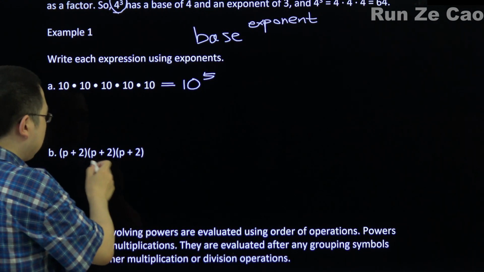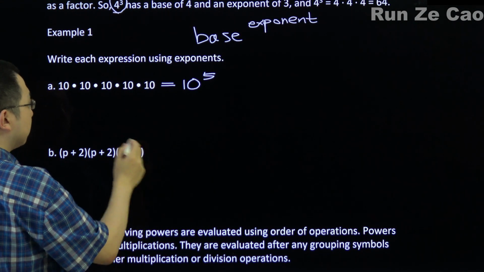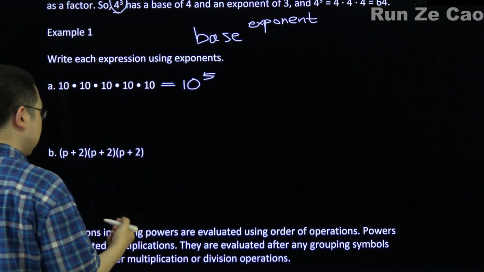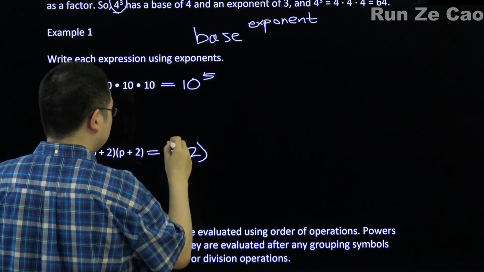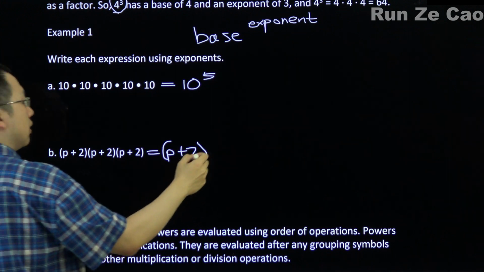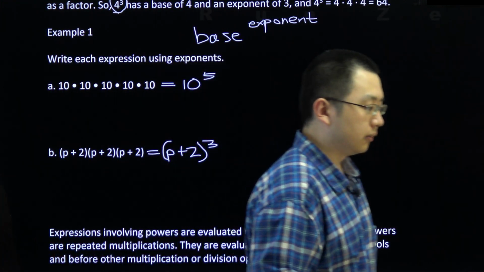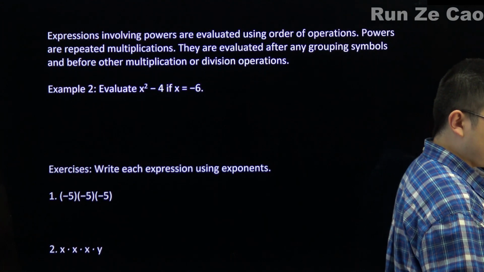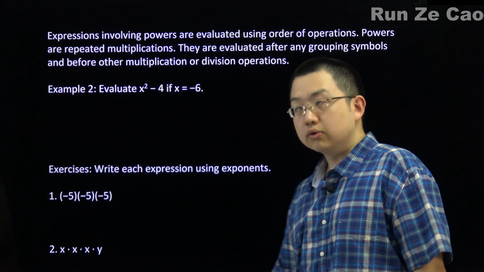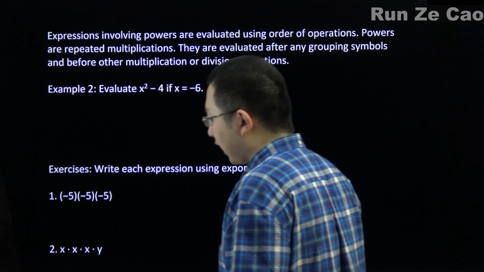P plus 2 times P plus 2 times P plus 2. Well, the thing that's being multiplied together, i.e. the base, is P plus 2, and it's being multiplied together 3 times. So it's to the 3rd power. Expressions involving powers are evaluated using order of operations. Powers are repeated multiplications.